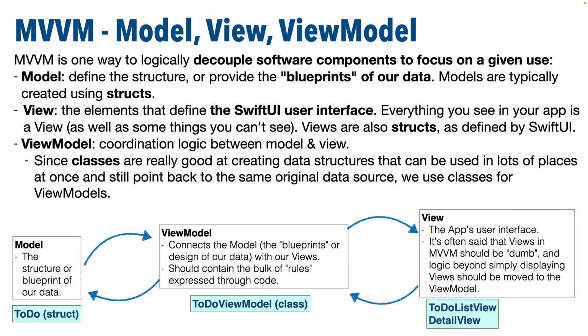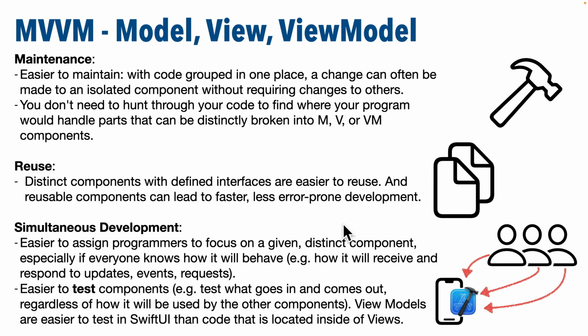To give you another example, if code is organized in MVVM and you decide to go from, say, saving data to your phone to saving data to the cloud, you should be able to handle all this in the ViewModel components, and in this case, a well-designed app would require almost no changes to the model or view components. Now, code organized in distinct components with defined functionality is also easier to reuse, and reusable components can lead to faster, less error-prone development.